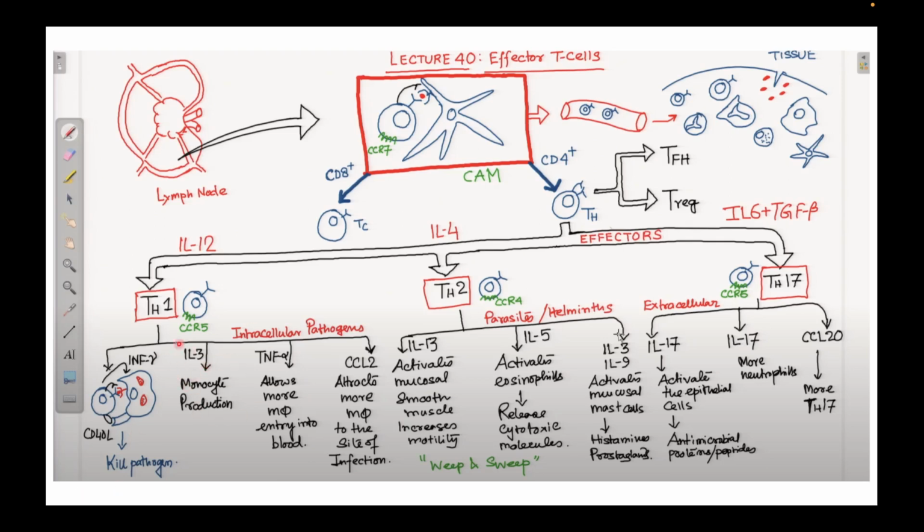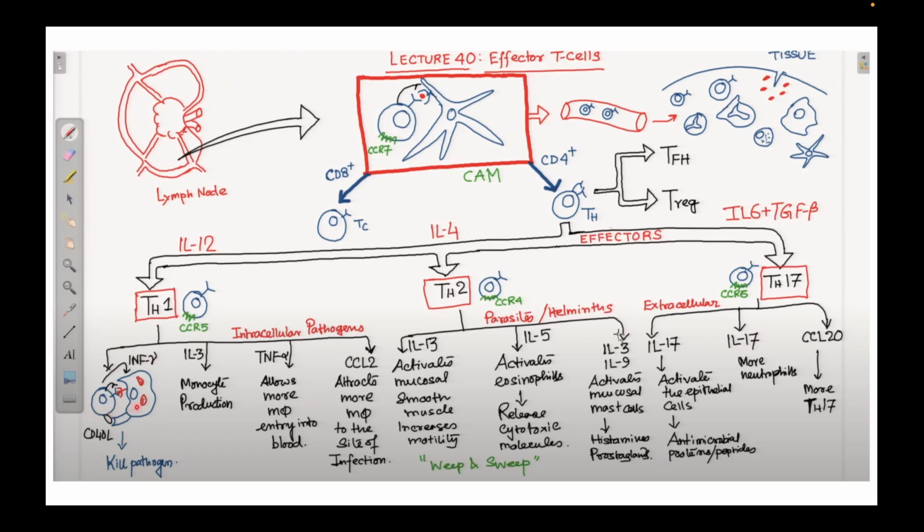If, after the interaction, IL-3 is secreted, then once they have converted into these cells, they also start expressing different kinds of markers on their surface. If it is Th1, it is CCR5; Th2, it is CCR4; Th17, it is CCR5. This Th1 basically deals with the intracellular pathogen.